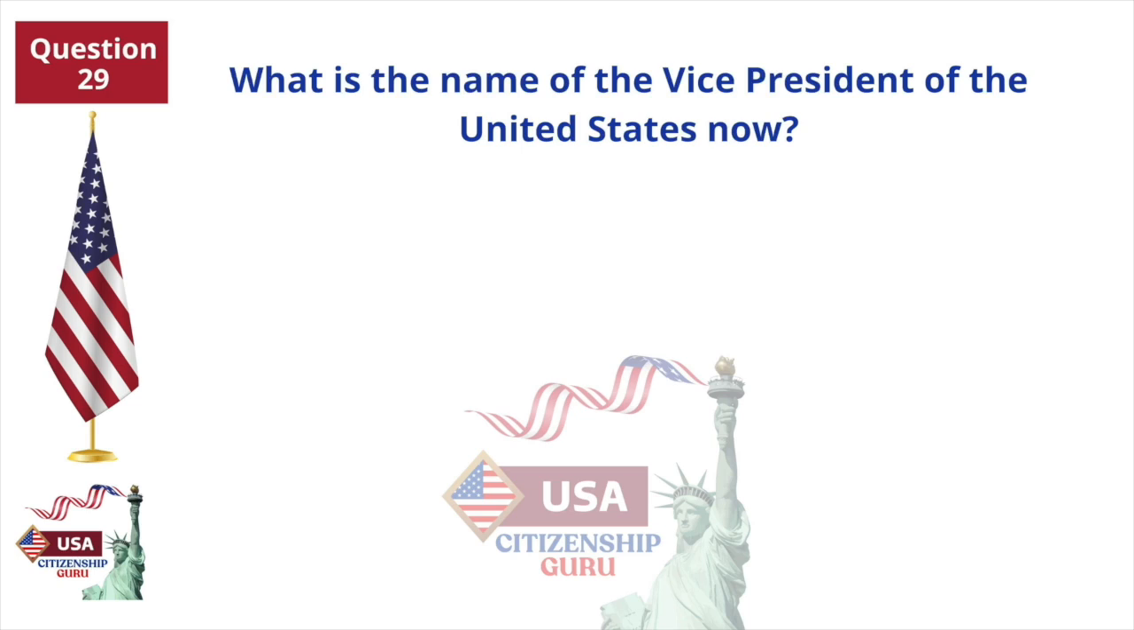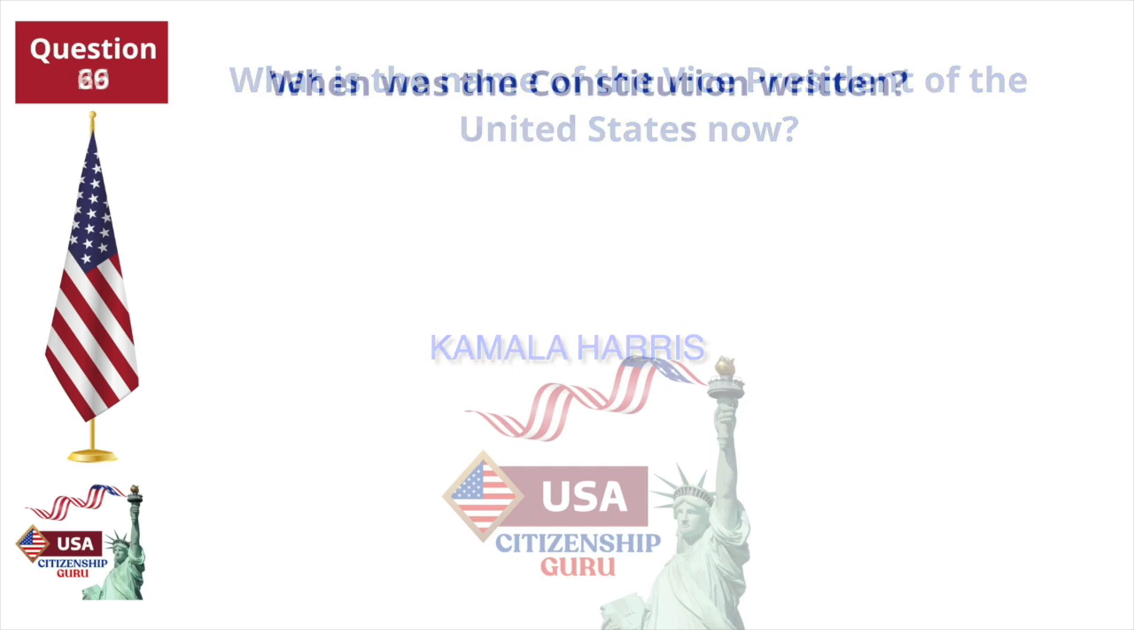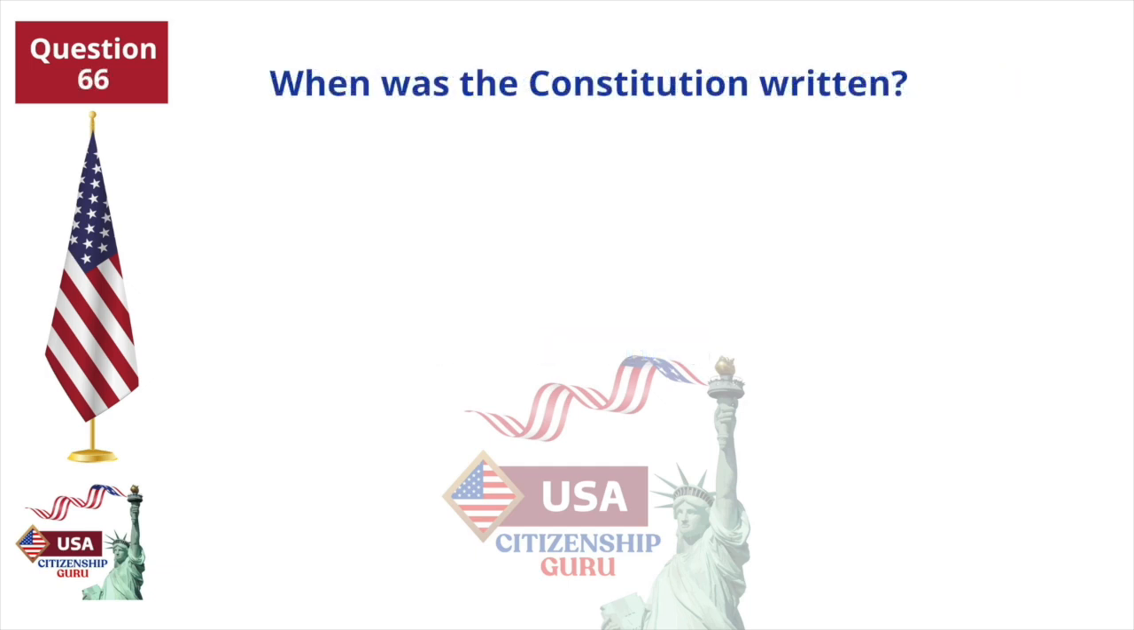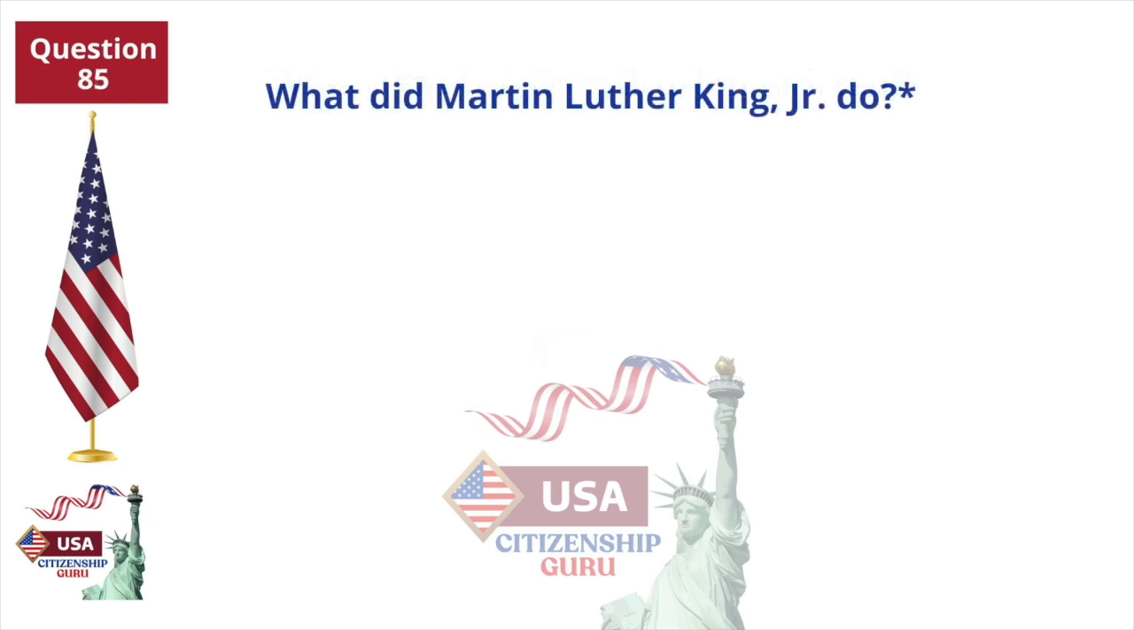What is the name of the Vice President of the United States now? Kamala Harris. When was the Constitution written? 1787. What did Martin Luther King Jr. do? Fought for civil rights.